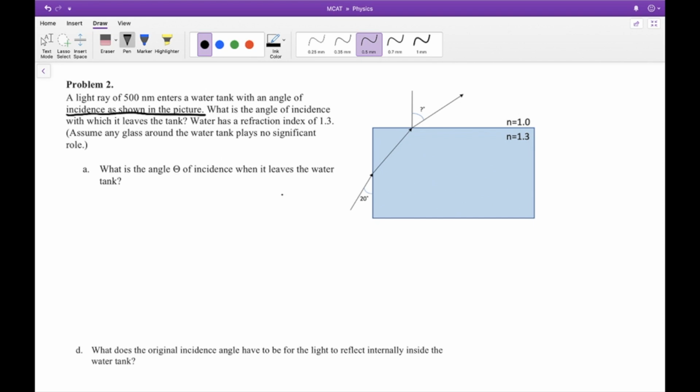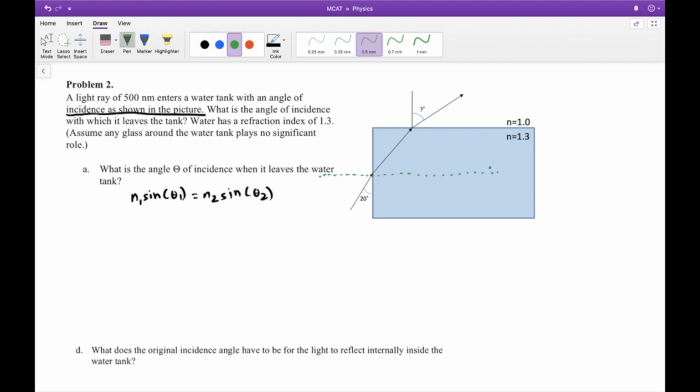So the first step, solving a problem where you're changing mediums at certain angles, and I hope most of you see that by now, is using Snell's law. N1 sine theta 1 equals N2 sine theta 2. But now the question is, what are our angles? And this is where most students make their mistakes. So let's first draw our normal lines.